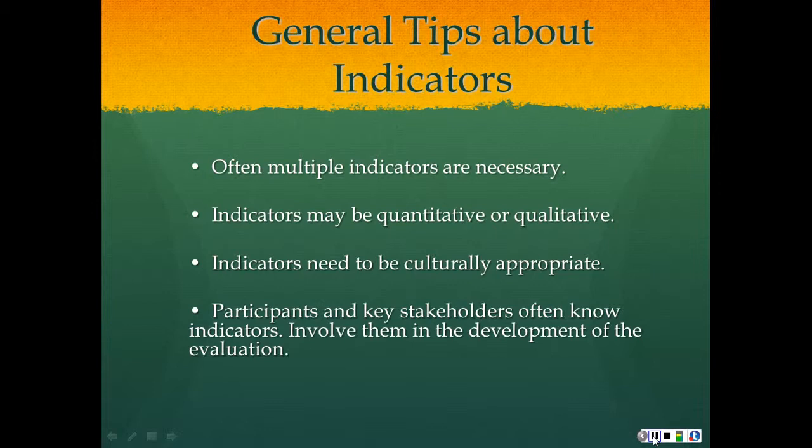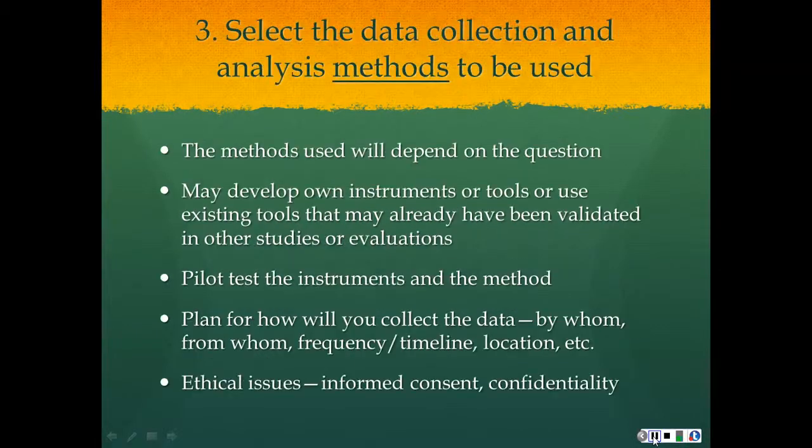So we've talked about kind of developing an evaluation question after we've described what our problem is, and developing indicators that will help us to answer the evaluation question. So once we've done that, we need to figure out how we're going to collect the data and analyze the data. So we need to come up with data collection analysis methods. So the methods we use will depend on the question. We may have to develop our own instruments or tools, or we might use existing tools that have already been validated in other studies. So there's like the Beck Depression Inventory, or the MMPI, or the Myers-Briggs test.